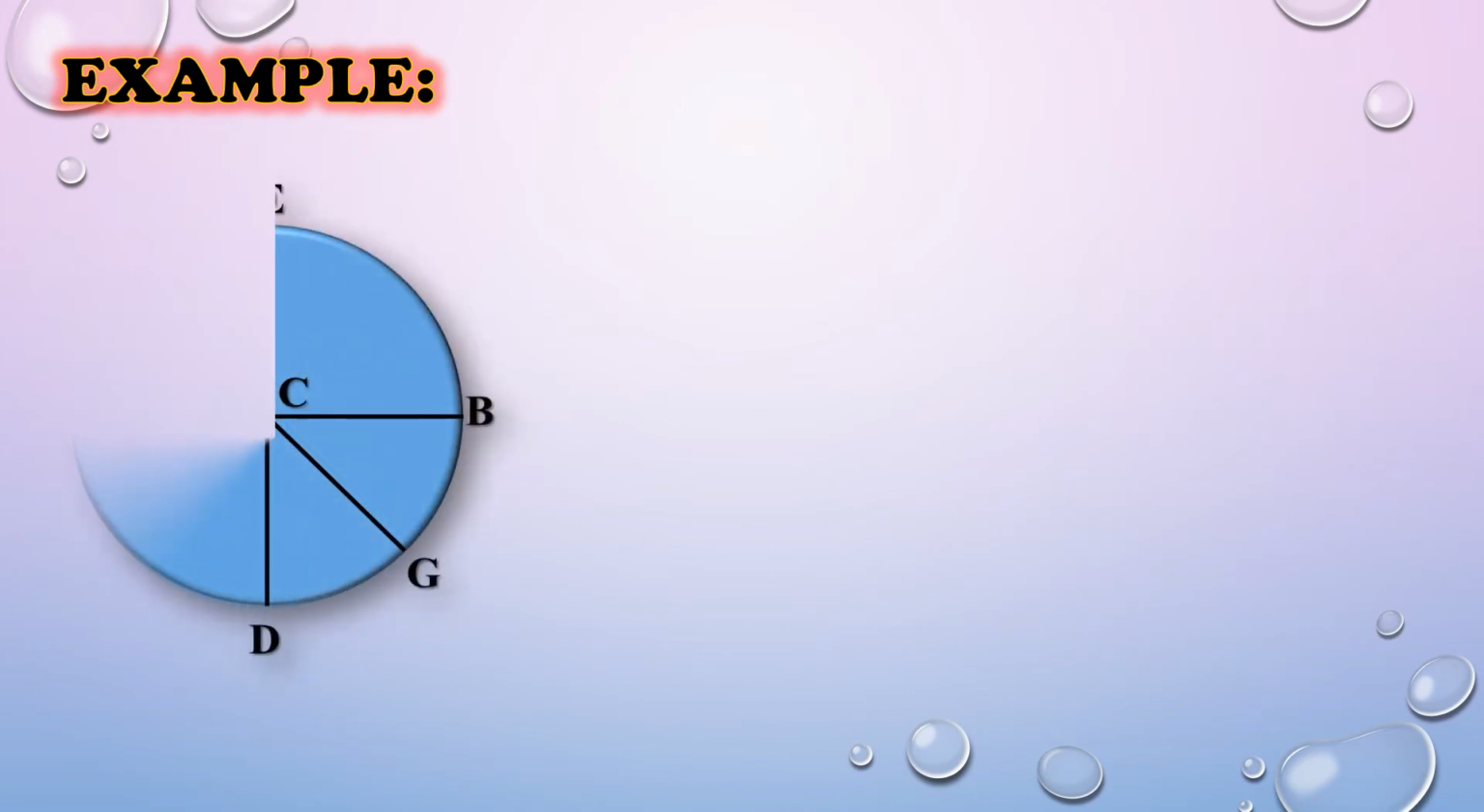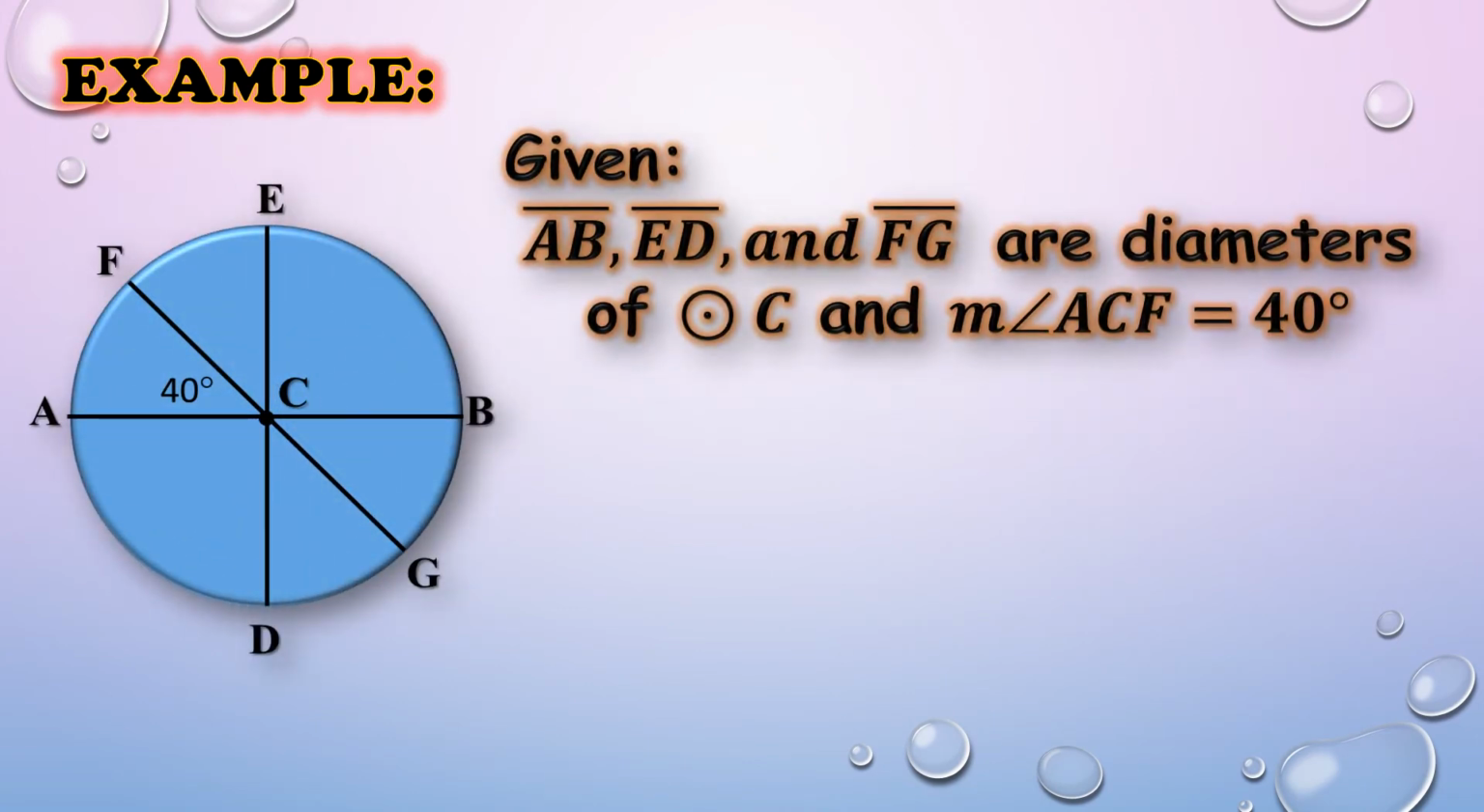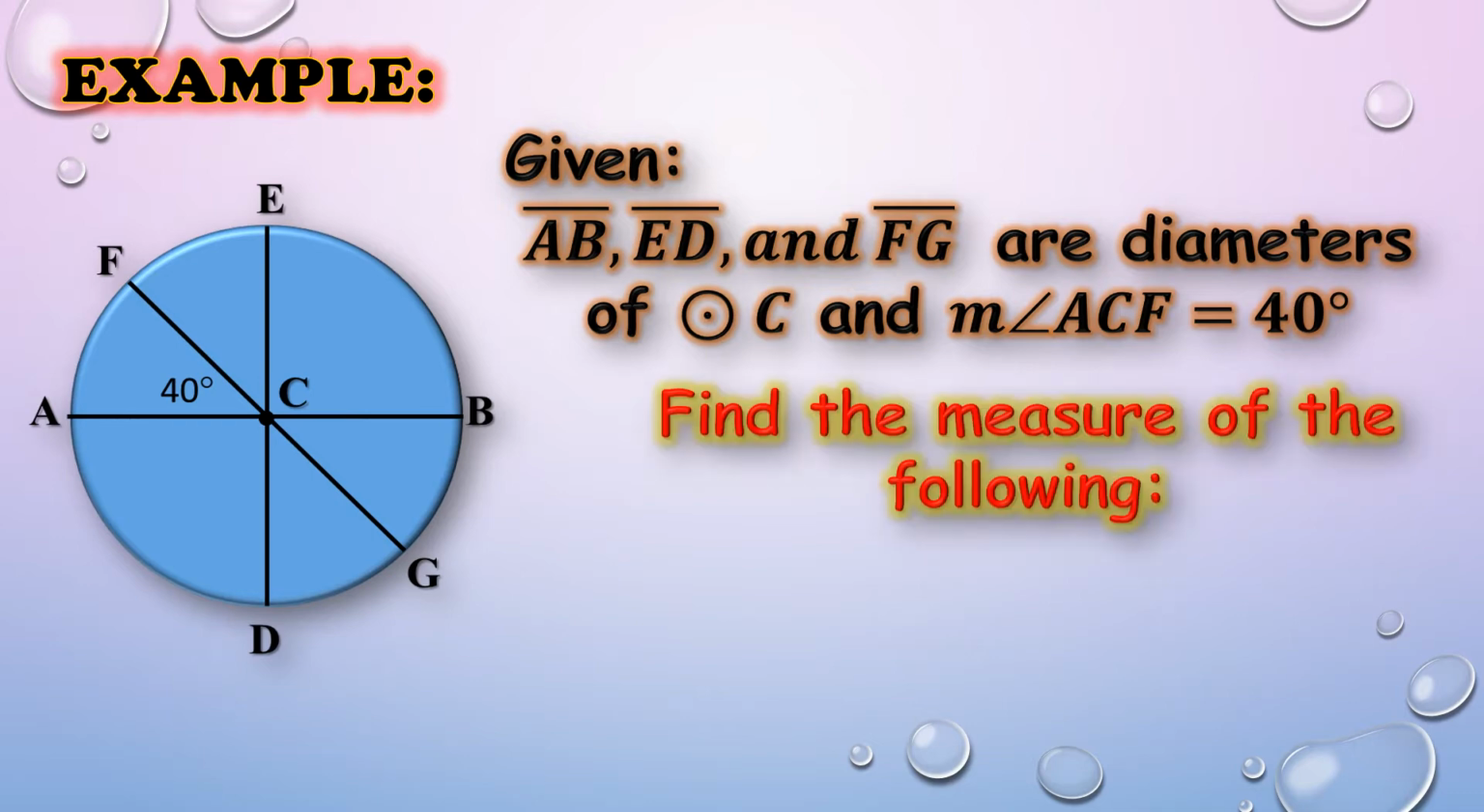Okay, so example, given segment AB, segment AD, and segment FG are diameters of circle C, and the measure of angle ACF is 40 degrees, find the measure of the following. Number 1 is the measure of arc AF.